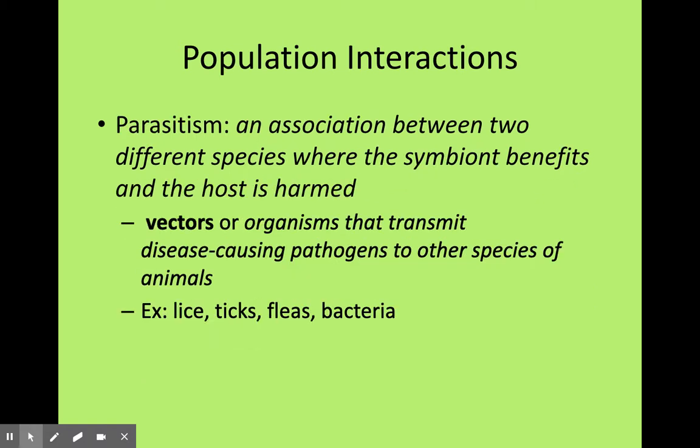Then we have parasitism, and that's an association between two different species where the symbiont benefits and the host is harmed. Vectors, or organisms that transmit disease causing pathogens to other species of animals, are typically the culprit in parasitism. So think lice, ticks, fleas, bacteria that make us sick.